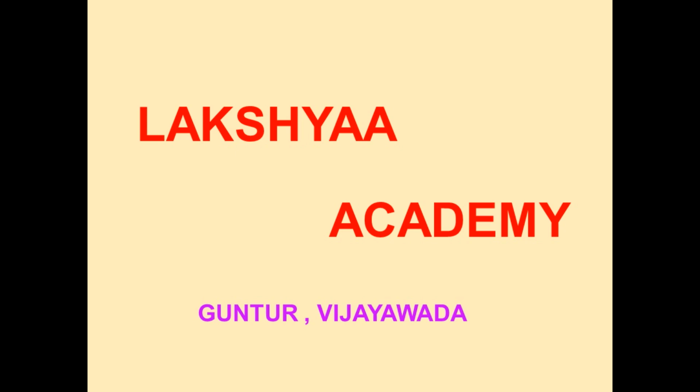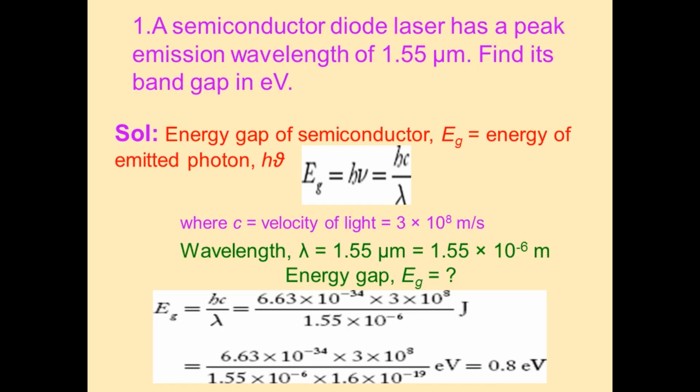Yesterday we discussed some numericals and today we discuss some more numericals on energy band gap. First problem, a semiconductor diode laser has a peak emission wavelength of 1.55 micrometer. Find its band gap in electron volt.